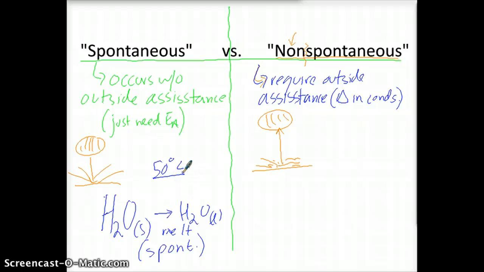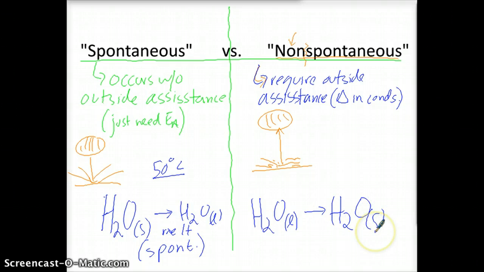On the other hand, let's say you just take water, H2O, in a cup and you put it out on a table. Will it ever turn back into ice if the room is 50 degrees? No, not at all. That's a ludicrous idea. Water doesn't just turn into ice unless you change the conditions. So if you put the water into a freezer, for example, then this becomes spontaneous. But otherwise, it's non-spontaneous.